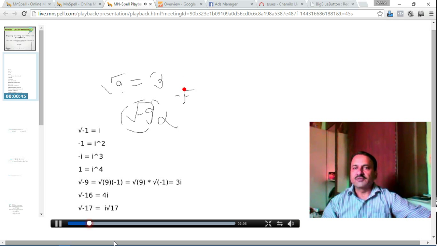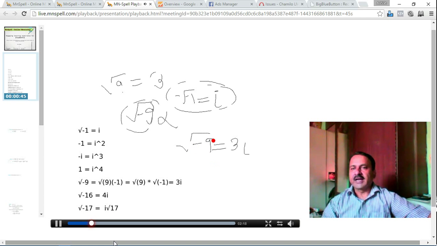Under root minus 1 equal to i. This is a complex number. So if I say under root minus 9, you will have to write 3i, because under root 9 is 3. As there is a negative number inside the root, we will have to put i with it.